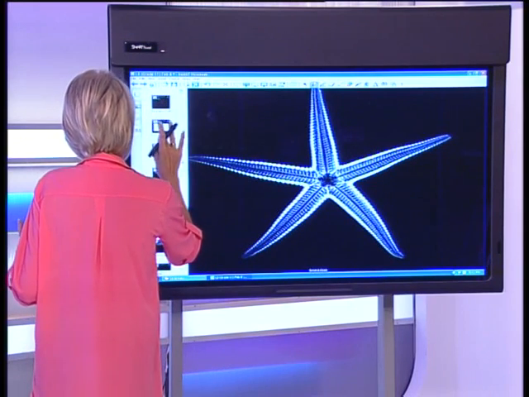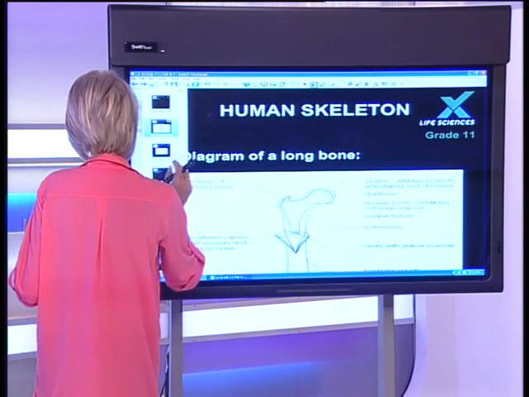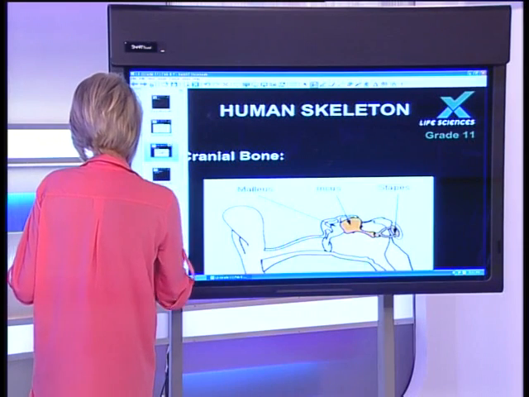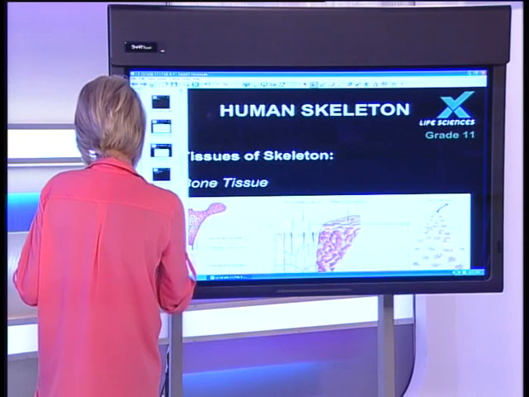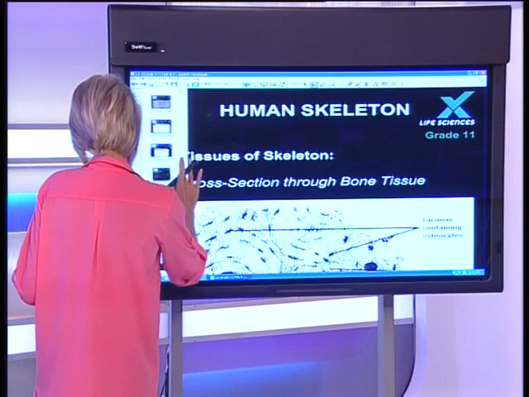Okay, now let's move on to our human skeleton. Okay, wait, here we've got the long bone. Let me just see what bones I've got here. And, okay, let's start with this.